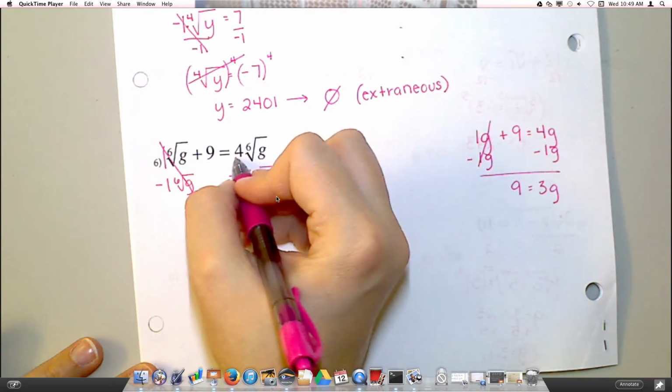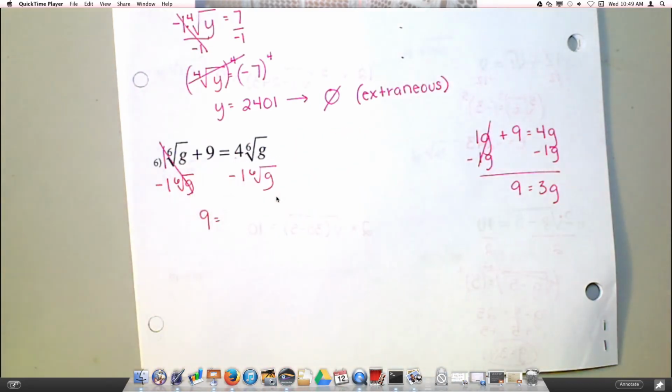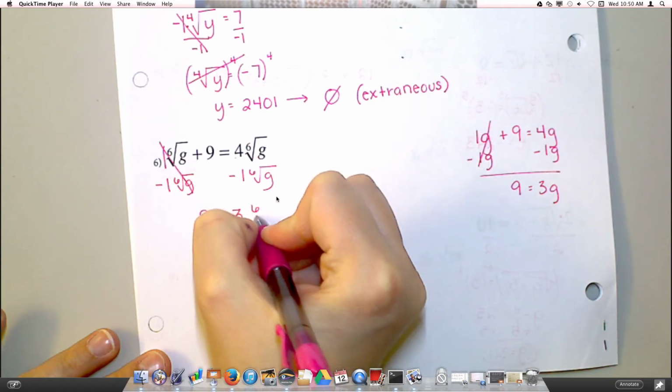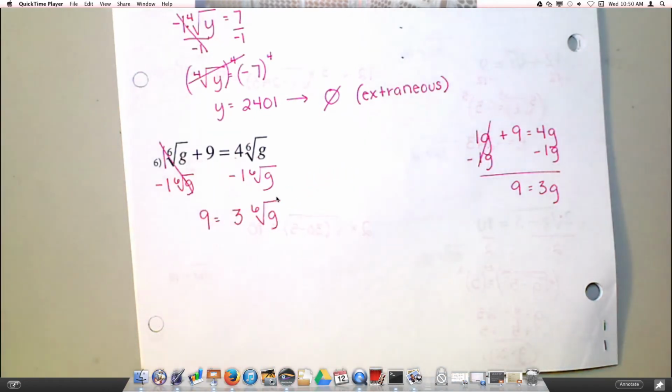So if I do 4 6th roots of g minus 1 6th root of g, what am I left with? Hold on. 4 of something minus 1 of something makes 3 of something. So 3 6th roots of g. I'm lost. Okay, I lost you there.